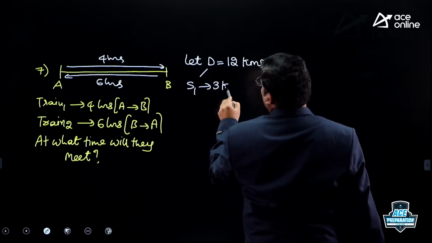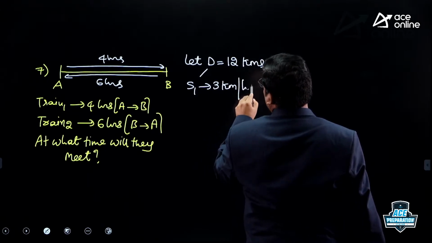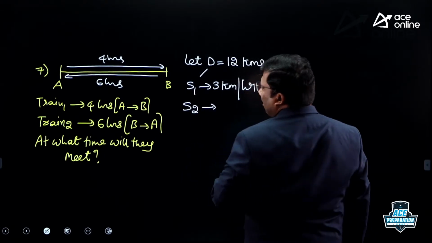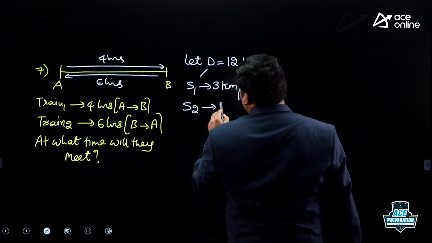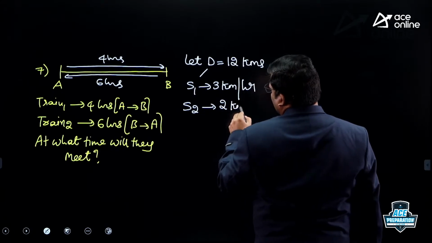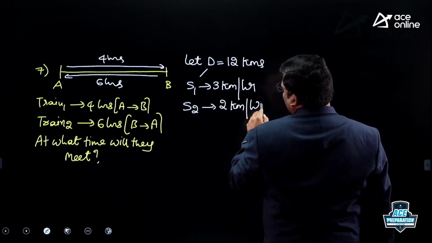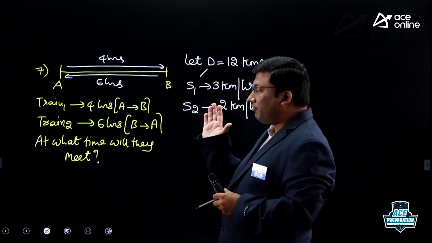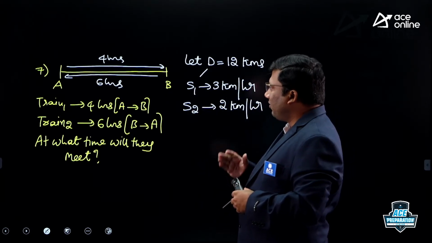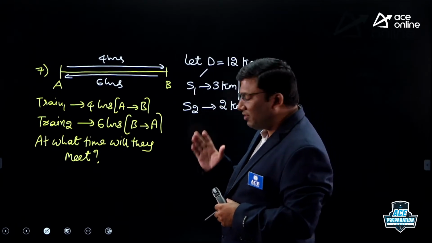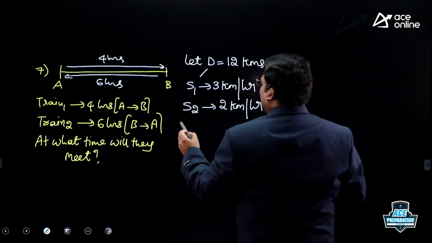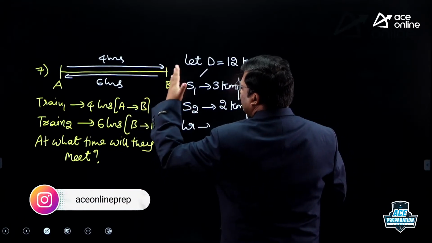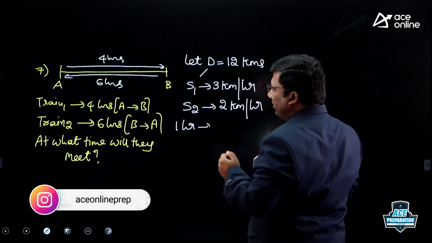Are you all with me? 12 kilometers in 4 hours, 3 kilometers per hour. S2 will be 12 kilometers in 6 hours, which is 2 kilometers per hour. Are you all with me? In 1 hour, the first train starts and travels 3 kilometers.